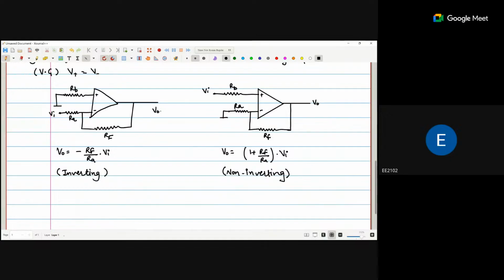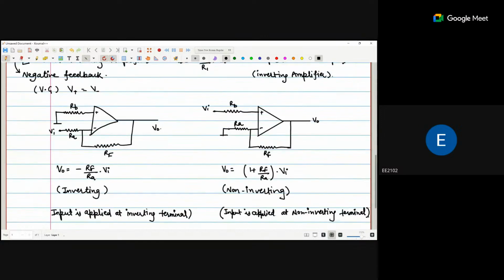The difference between these two is that in the case of inverting, input is applied at the inverting terminal. And in this case, input is applied at the non-inverting terminal. This is the difference between the inverting and non-inverting.